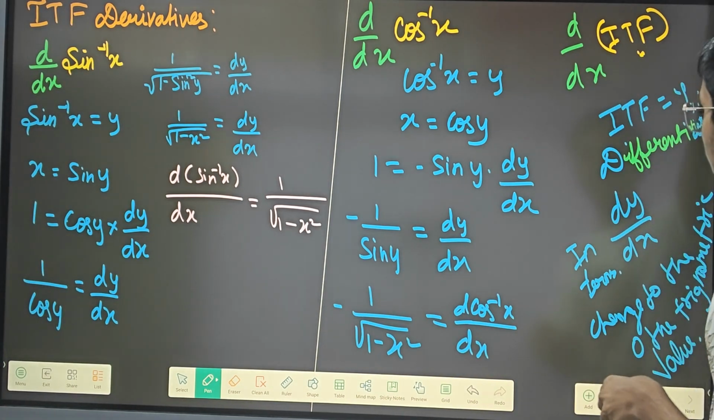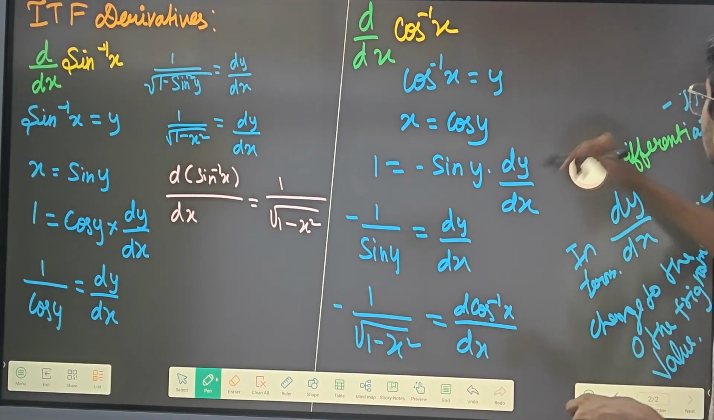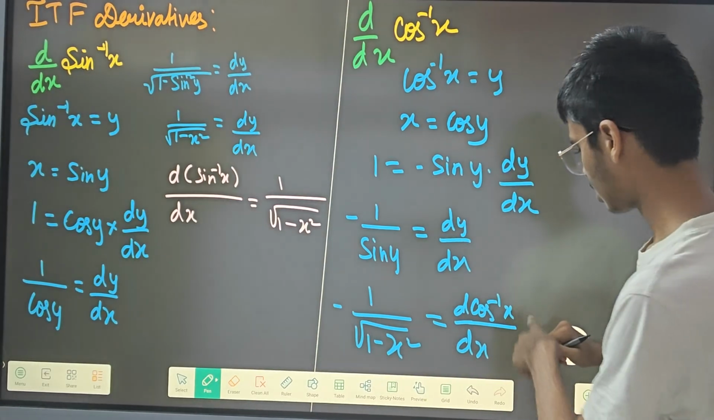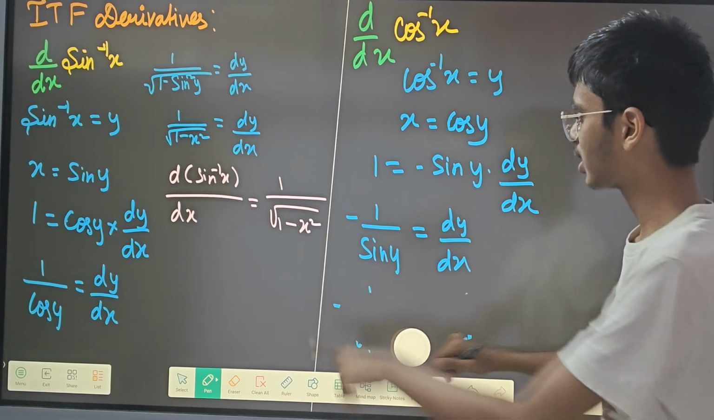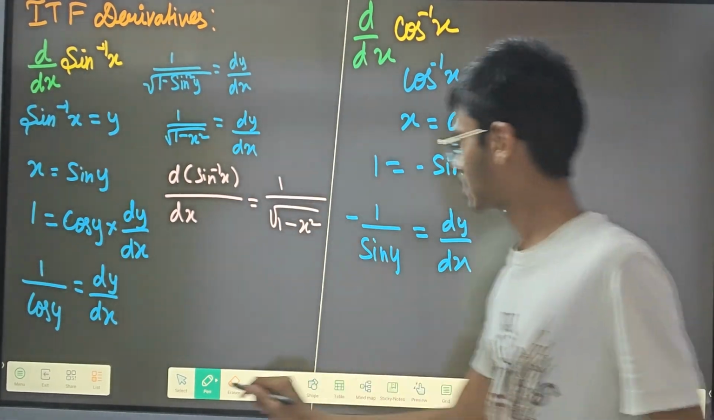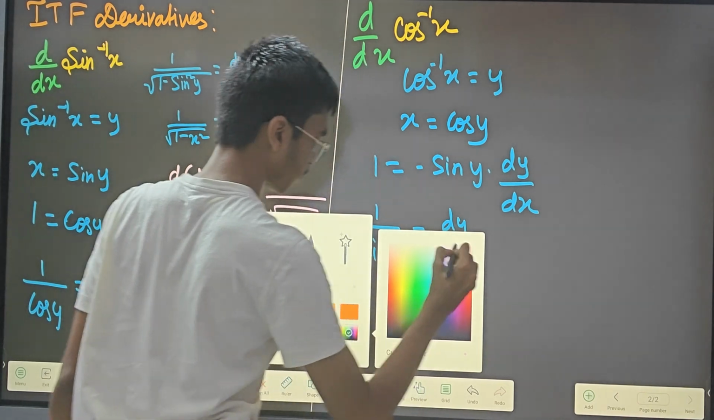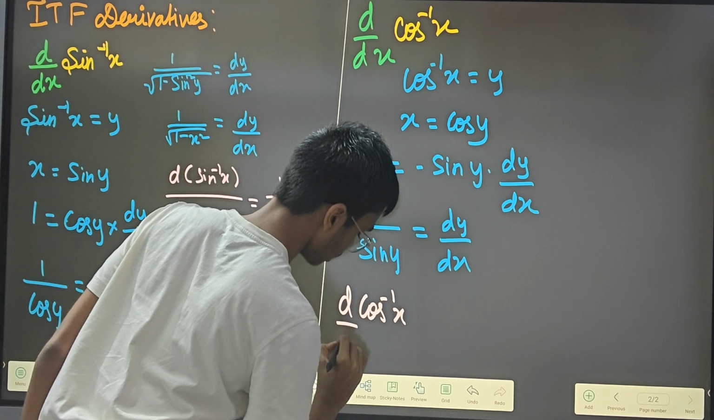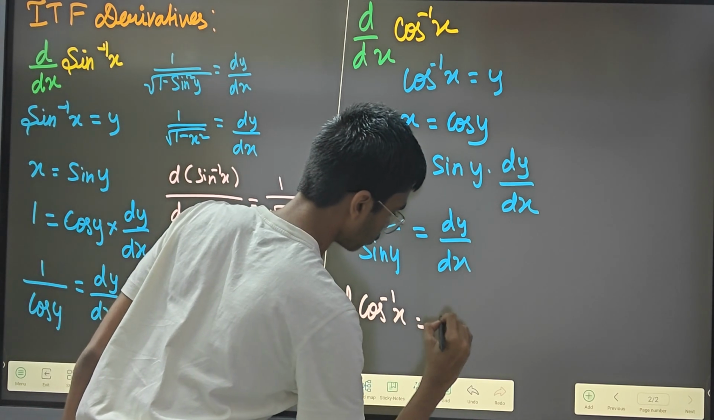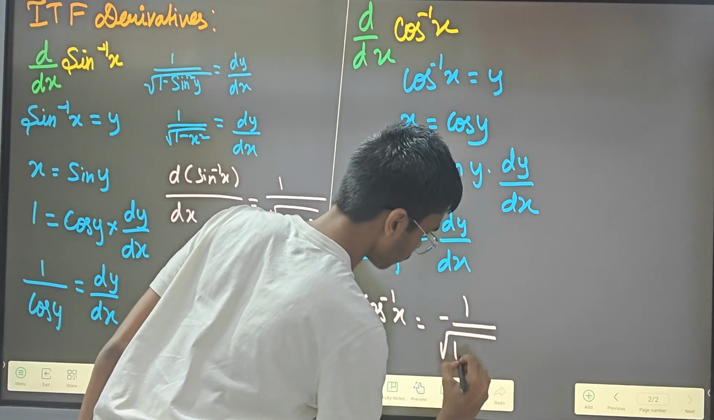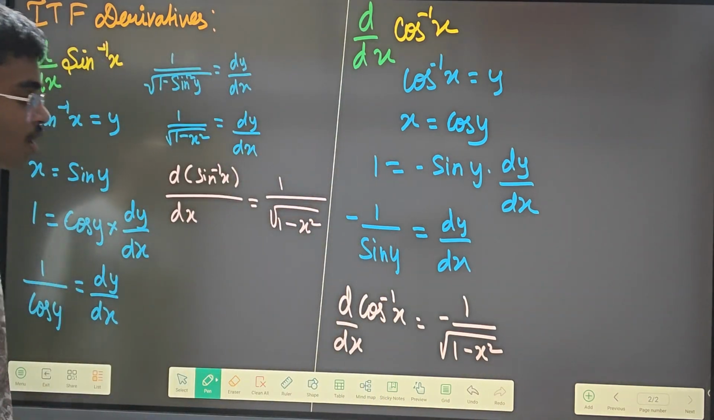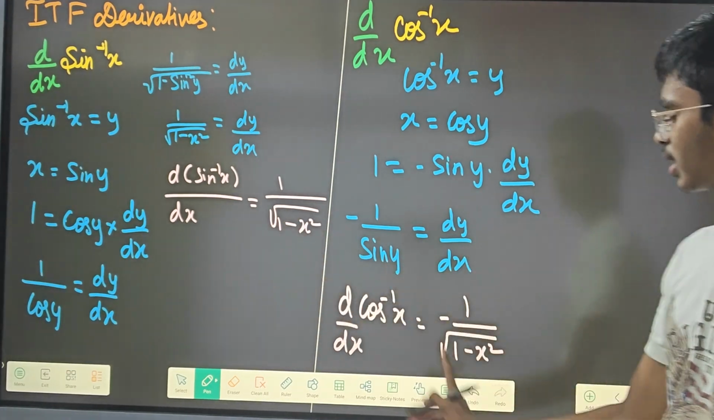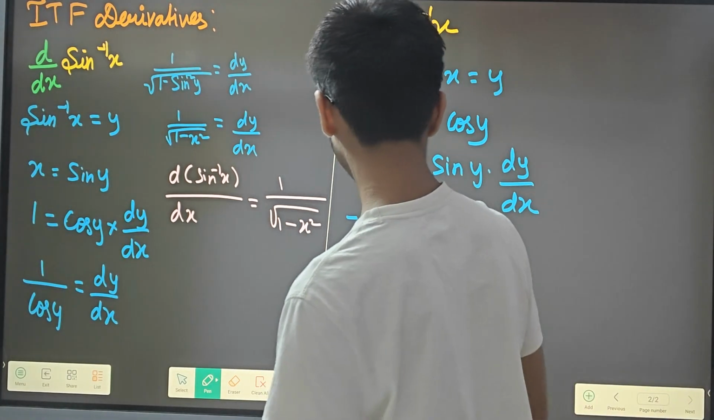So I will erase this and I'll write the remaining other formulas. And this one in pink color I'll write because that is what I have written here. So d cos inverse of x by dx is equal to minus 1 by root over 1 minus x square. The one and only difference here and here is that here plus is there, here minus is there. That's it.